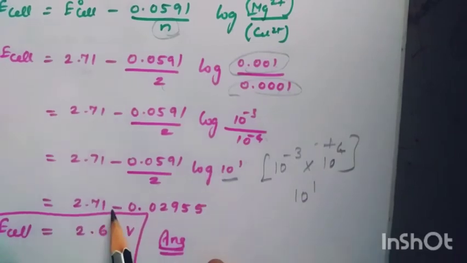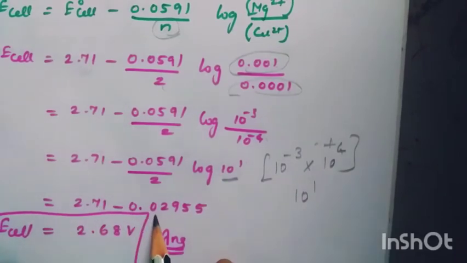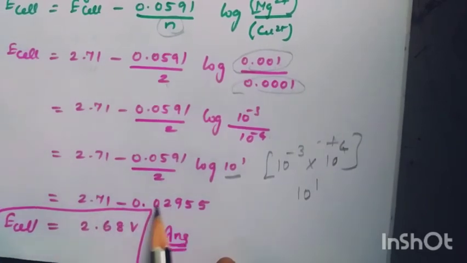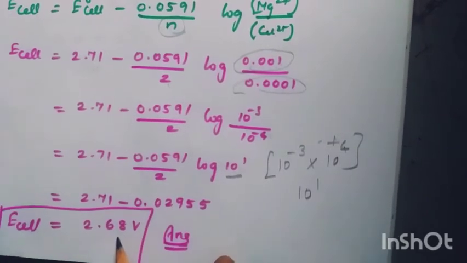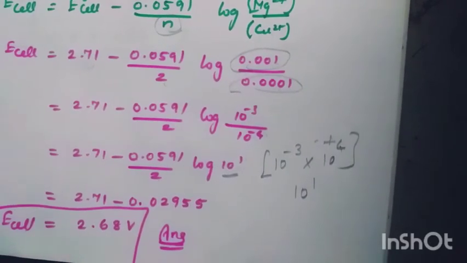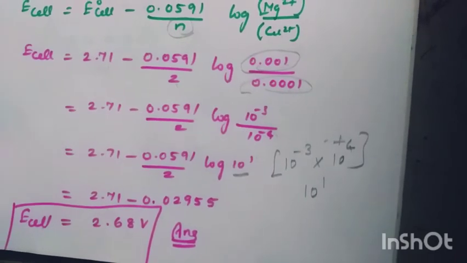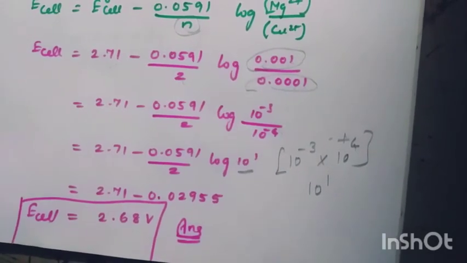So this is equal to 2.71 minus 0.02955. And the EMF of the cell is equal to, while subtracting these two values, we get this. So this is the answer we find as the EMF. So what happened?